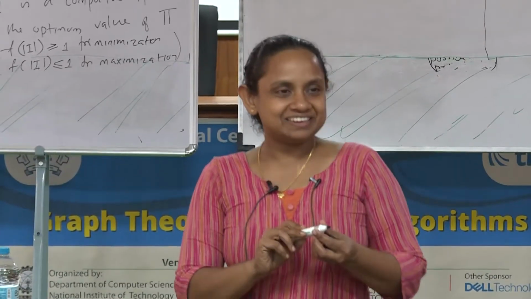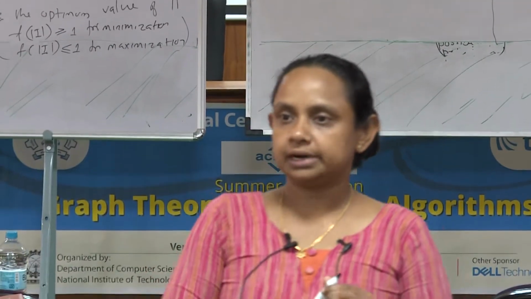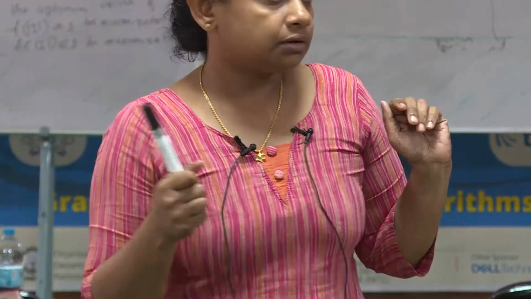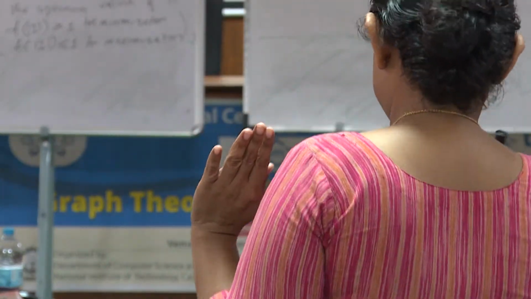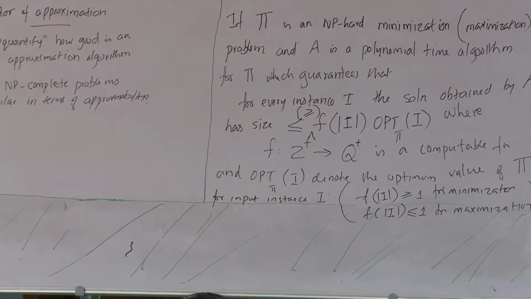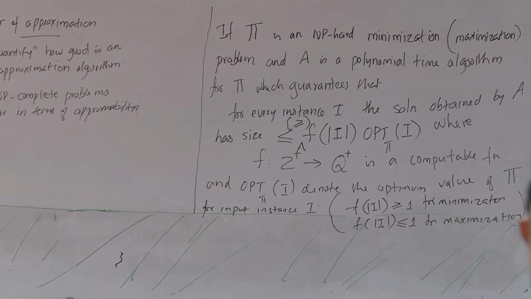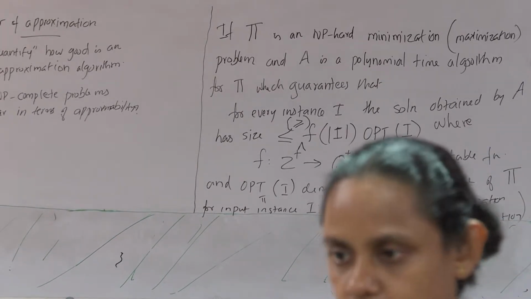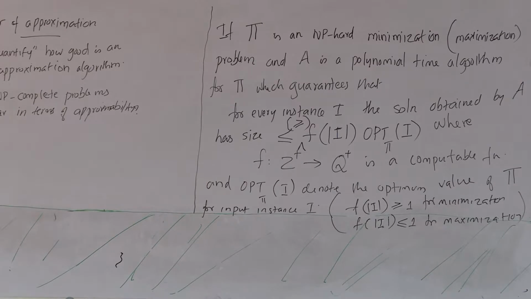Don't worry about this definition. You have seen an example already. Just relate what you have seen with this definition. So pi is an NP-hard minimization problem. Say, take the example of a minimum vertex cover problem. It is an NP-hard minimization problem. And we have seen a polynomial time algorithm for this problem, right?